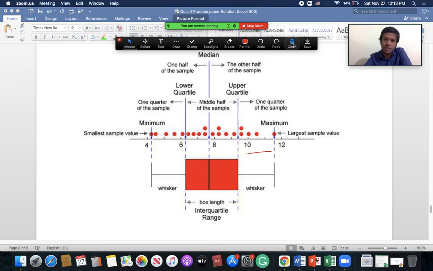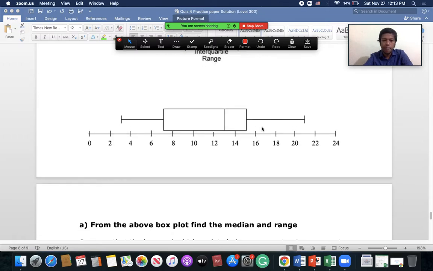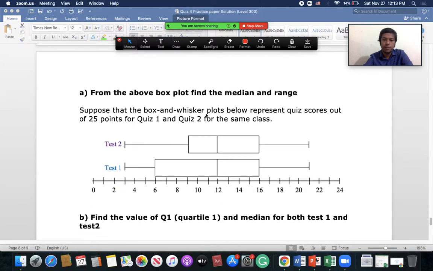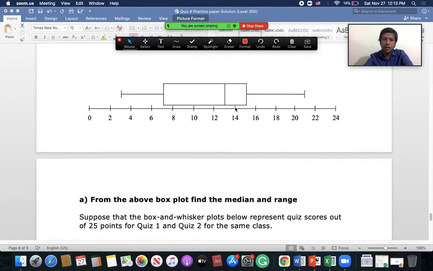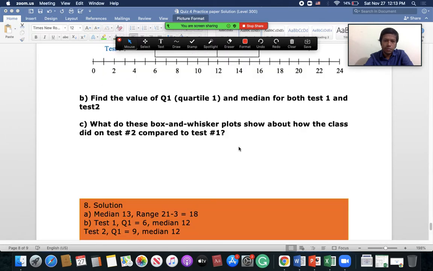So this is some kind of hint, like what do you understand from this box and whiskers plot. This kind of maths also tells us, when we analyze it, what is mean, what is median, what is mode, what is quartile 1. So quartile 1 is here. This is the smallest value actually. This is 3. Quartile 1 is here, which is 7. Quartile 3 is here, which is 15. Then median is here, which is 13. Then highest value is here, which is 21. And we have the answer here actually. So no worries. Median is 13, range is 21 minus 3, which is 18.